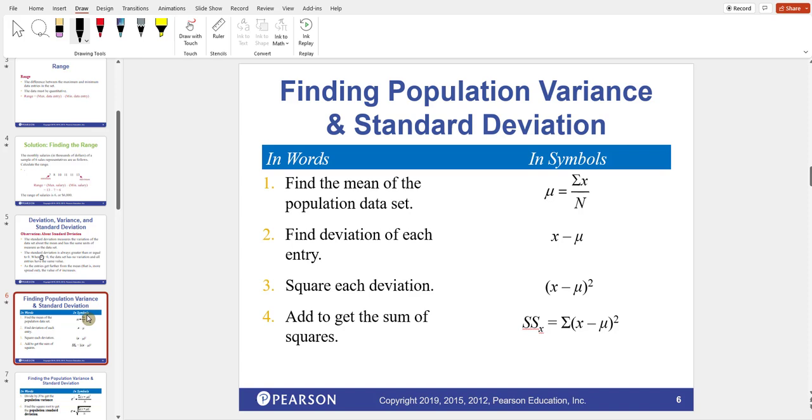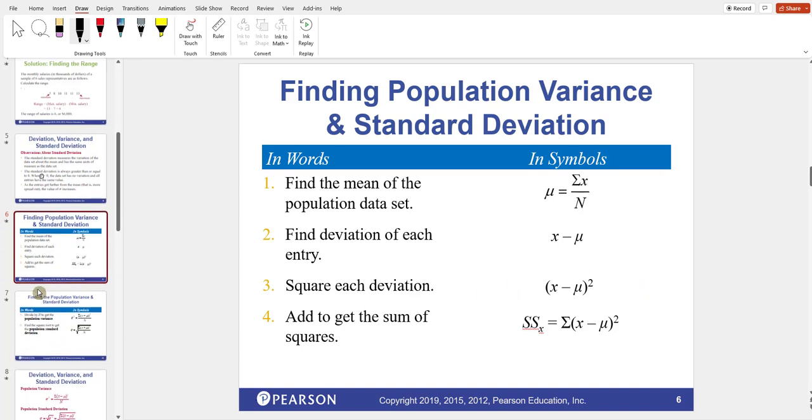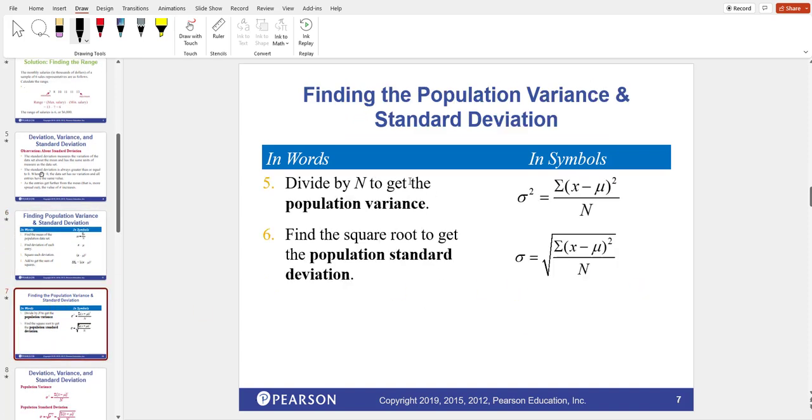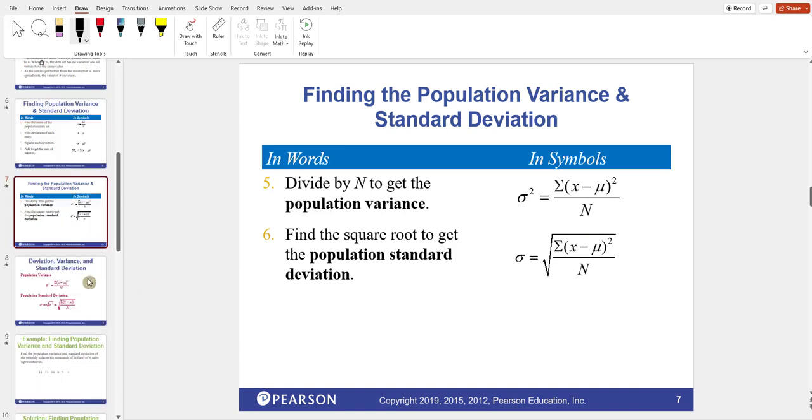So to calculate the population variance and standard deviation, the first thing you're going to do is calculate the mean, and then you're going to subtract the mean off from each data value. Then you're going to square your answers, and then you're going to add them up. With the population variance, you're going to divide by the total number of data entries in your data set. So you divide by n. To get the population standard deviation, you're going to take the square root of the variance.